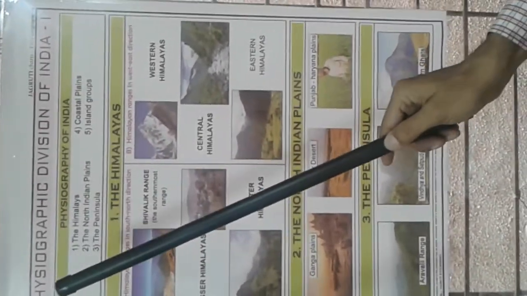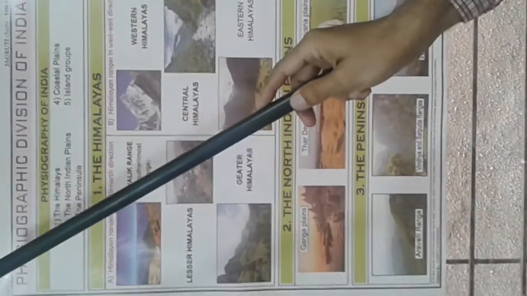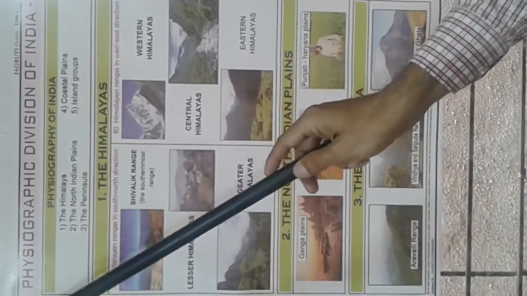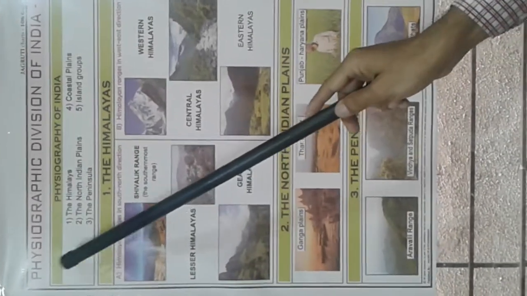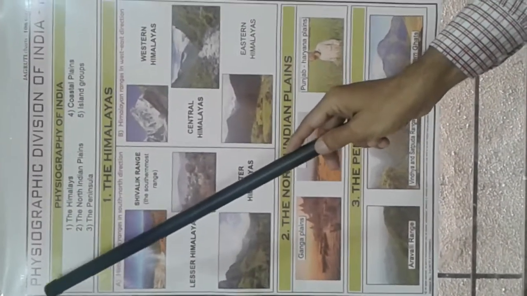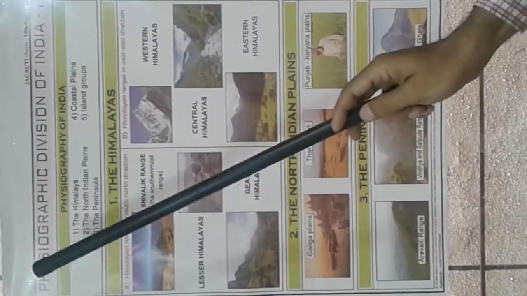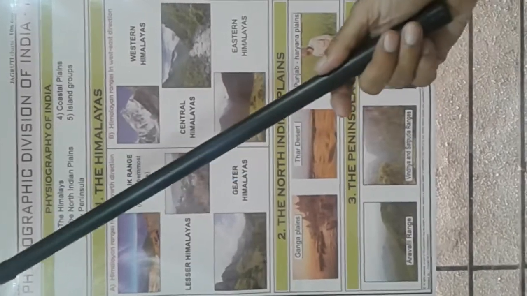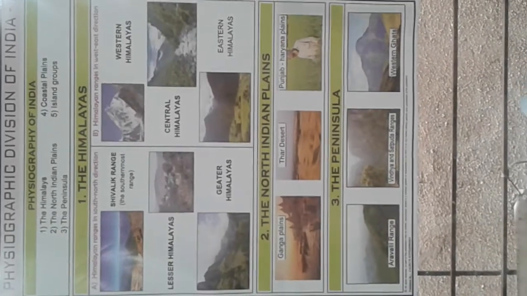This Himalayan mountain extends from the Pamir Knot, which is in Tajikistan. Where is this Tajikistan? That is north of Afghanistan. From there the Himalayas start in the north. And when they come to India, where do they come? In Jammu and Kashmir. So in India it extends from Jammu and Kashmir, comes down towards the east, and reaches Arunachal Pradesh.